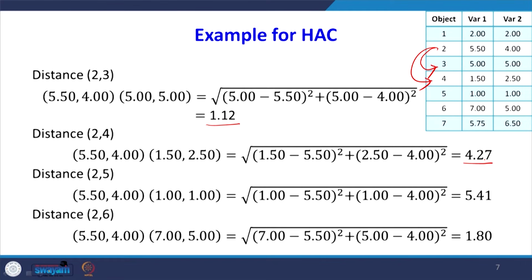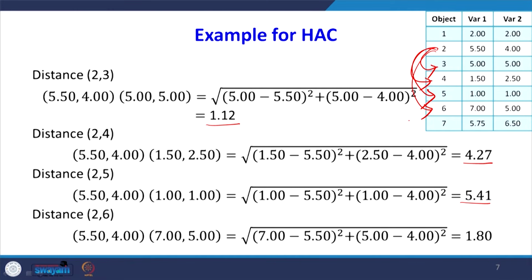Next we will find the distance between 2 and 5. We know the position of 2 is 5.5 comma 4, the position of object 5 is 1 comma 1. So, the distance is 1 minus 5.5 whole square plus 1 minus 4 whole square, that is 5.41. Now, we can find the distance between 2 and 6.